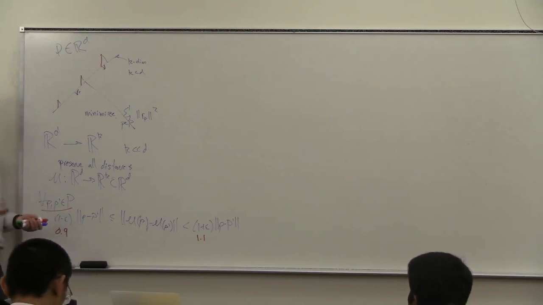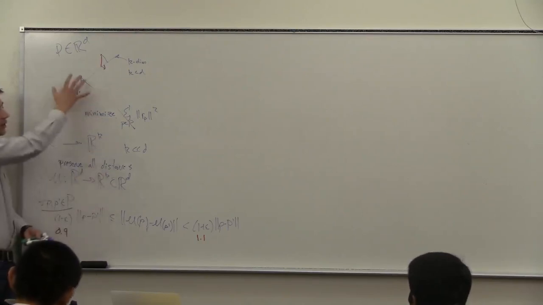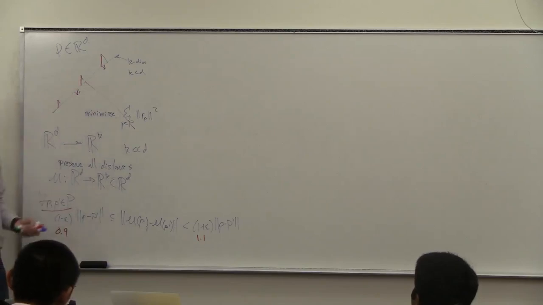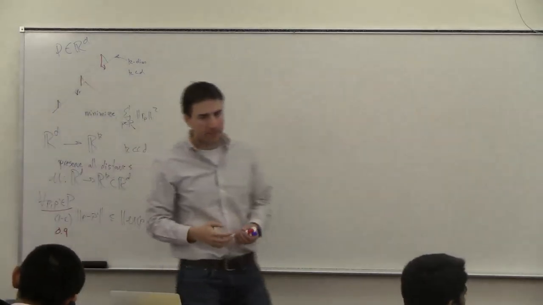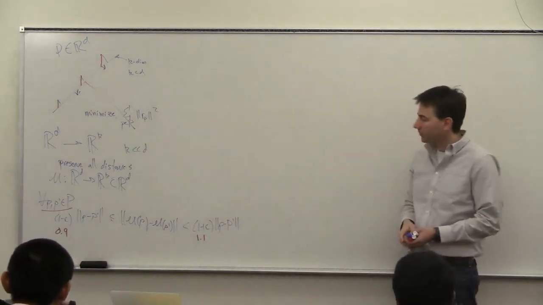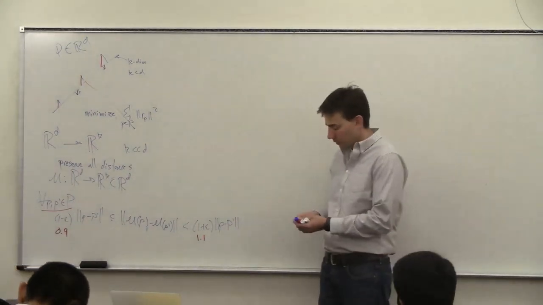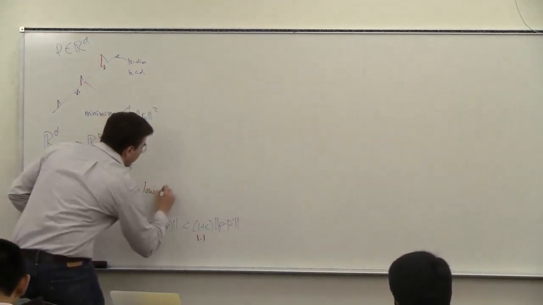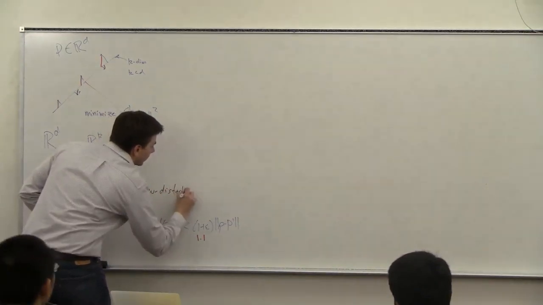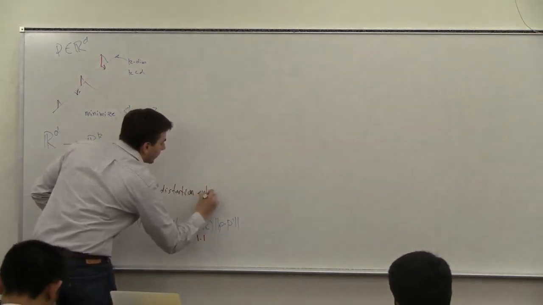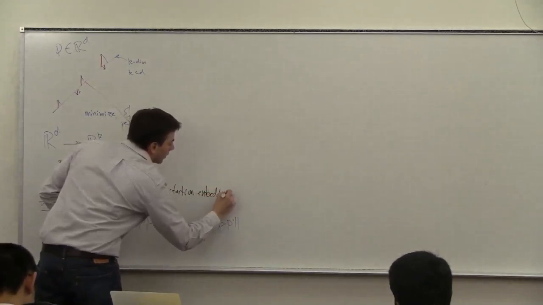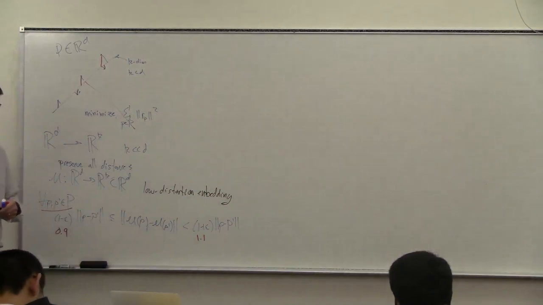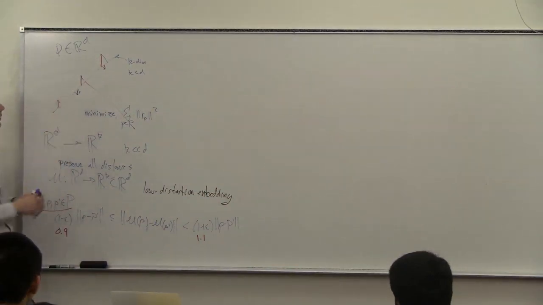And so for some cases, this kind of approximation is going to be more useful than preserving the average distance. Okay, so what this is called is a low distortion embedding. And the idea is you're taking a point set which is in some very high dimensional space and embedding it in some very low dimensional space.